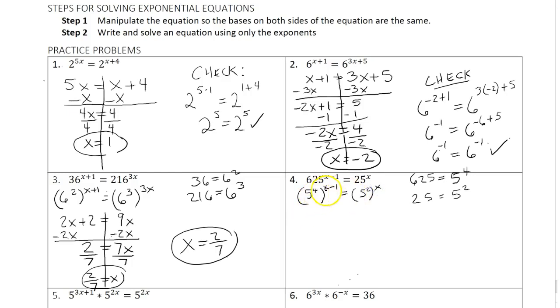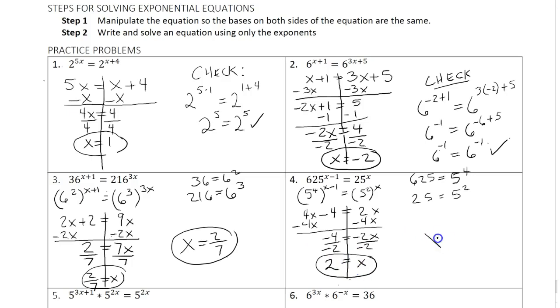Using the power of a power rule, we multiply the powers. 4x minus 4 equals 2x. Solve by subtracting 4x from both sides, for negative 4 equals negative 2x. Divide both sides by negative 2, for x equals 2. Our solution then is x equals 2.